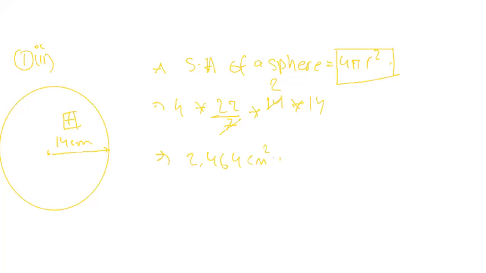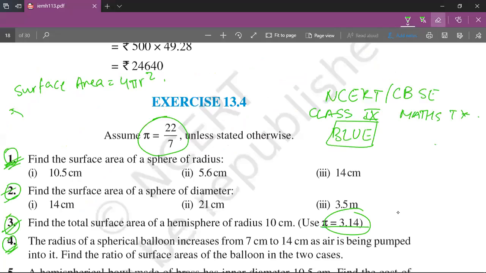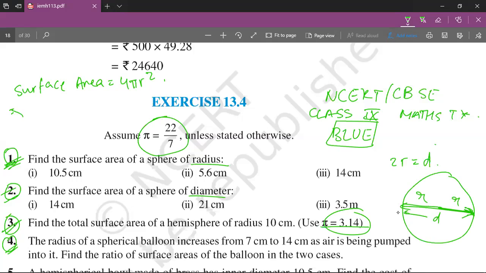And we move on to the next question, which is the second question. Find the surface area of a sphere of diameter 14 centimeters. In the previous question we had the radius, but in this question it is specifically mentioning diameter. So 2r is equal to d, that means 2 into radius is equal to diameter, because if we draw a rough representation of a circle, this is known as diameter, and this line is known as radius. So 2 into radius will make a whole diameter. That's why this formula came into existence.